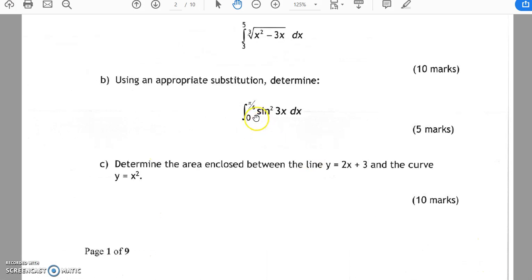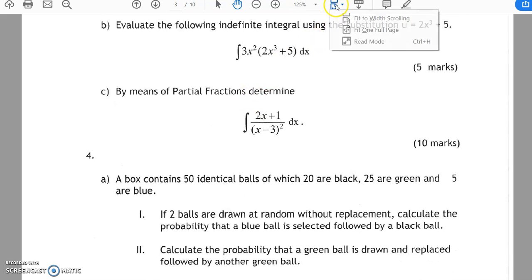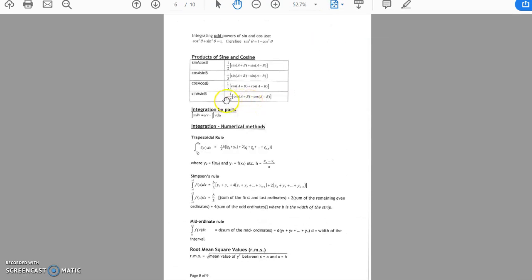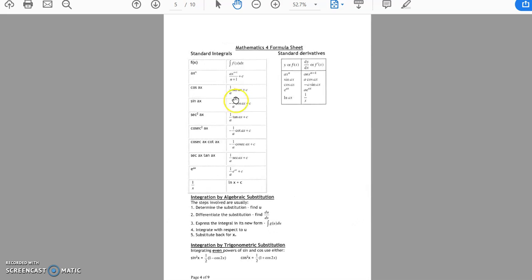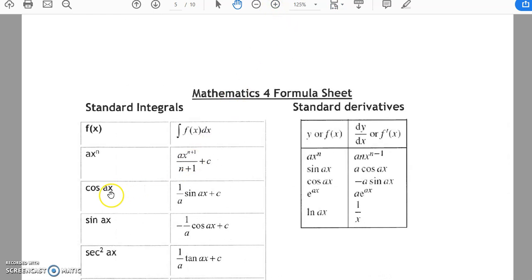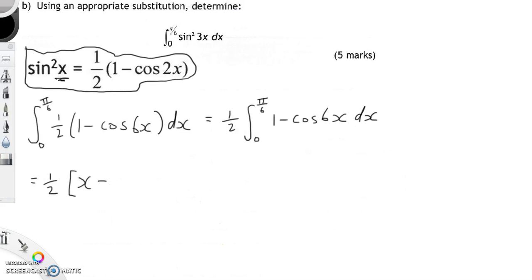I'm going to open up the exam paper here now, and go down a few pages. So we had cos 6x, see that's cos ax there. A for us is going to be 6, so we're going to have 1 over 6 times sine 6x. So we're going to have sine 6x over 6. And we still have to apply our limits to that.